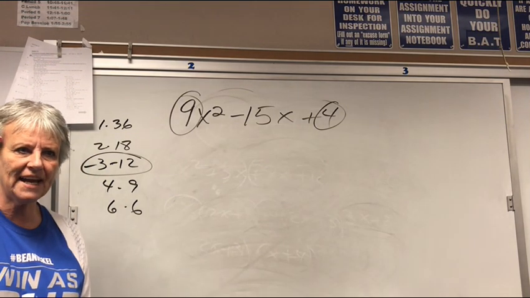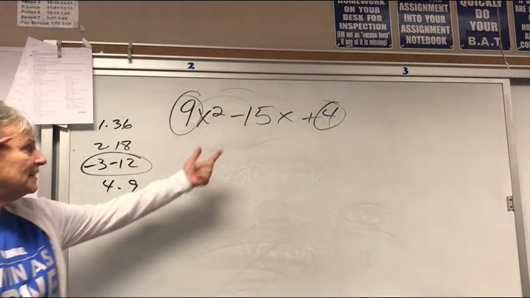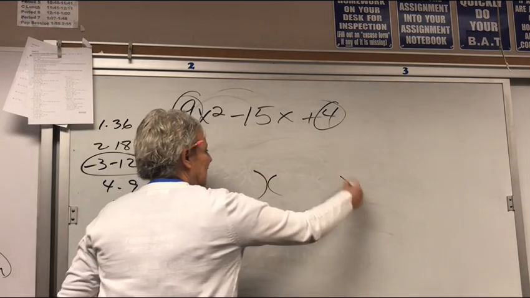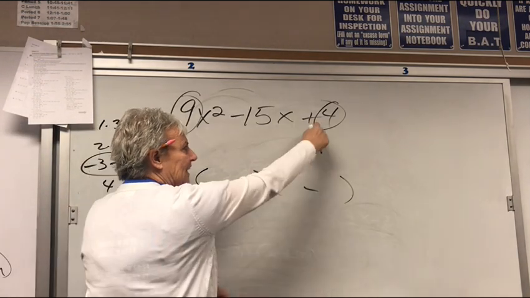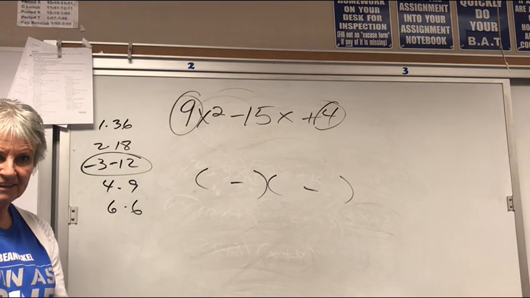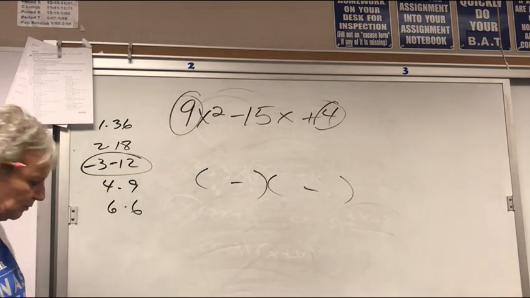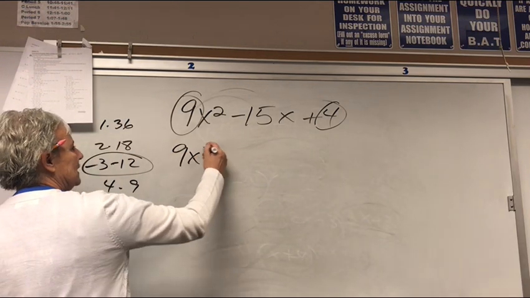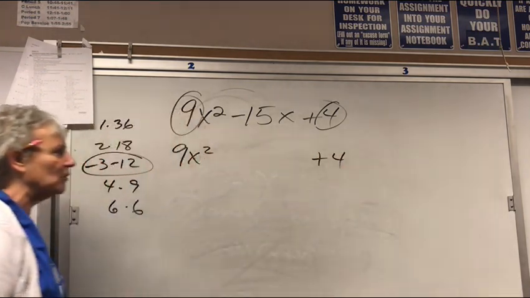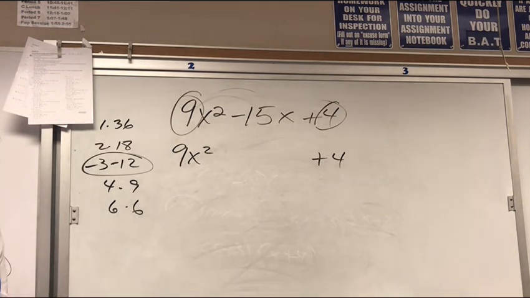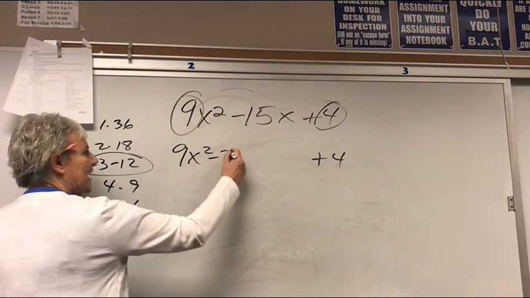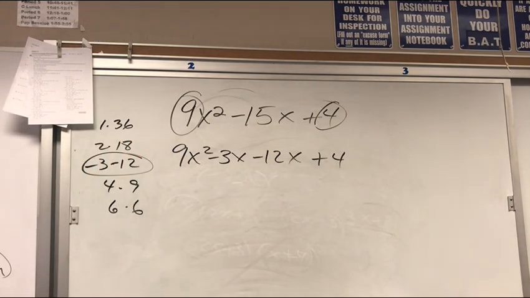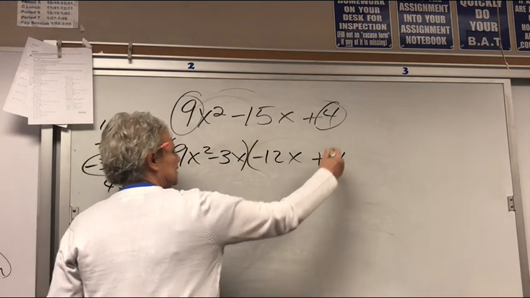Then both negative. They both have to be negative for 2 reasons. 1, that's the only way to get negative 15. And 2, when you have a negative and a negative, that's the only way you'll get a positive. Okay, I see it. And now, we still have a negative also in the problem. All right, so 9x squared we leave alone, plus 4 we leave alone. We're going to split negative 15x into negative 3x and negative 12x. Then we're going to find the GCF.